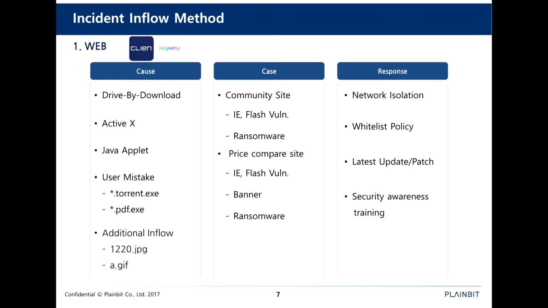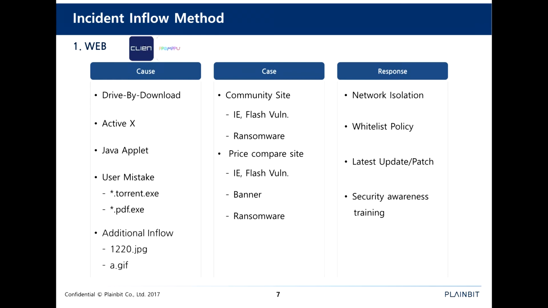Another common cause is exploiting the installation of server-required programs with users' consent, such as ActiveX and Java Applet, to install malicious code. In addition, direct download of malicious code distributed via the web by mistake of the user happens frequently. In some of Korea's accidents, after the well-known online community site Klien was taken over by an attacker, ransomware was deployed to users accessing the site by exploiting IE and Flash vulnerabilities.